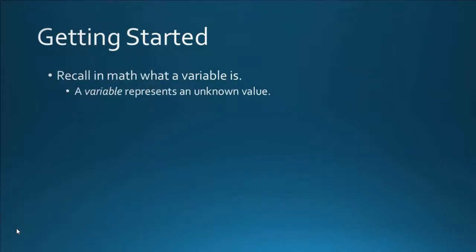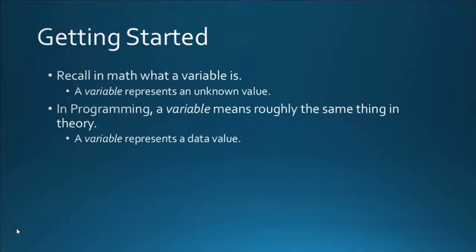Alright, recall in math what a variable is. In math, that variable represents an unknown value. In programming, a variable roughly means the same thing in theory, but instead of representing some unknown value, it's simply representing a data value that we may or may not know.